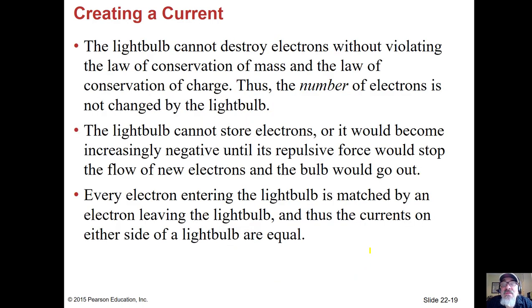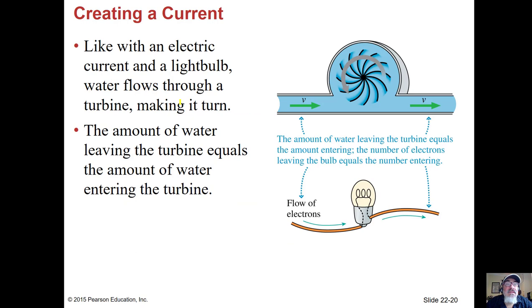So the light bulb doesn't destroy them. They're not used up. They're just hitting other atoms and molecules, and that's what's heating everything up. No electrons are stored. They move through just like in a hose. No water is stored somewhere. Okay, good. So like an electric current in a light bulb, water flows through a turbine making it turn, just like electrons flowing through this bulb make it glow. It's the same exact idea.